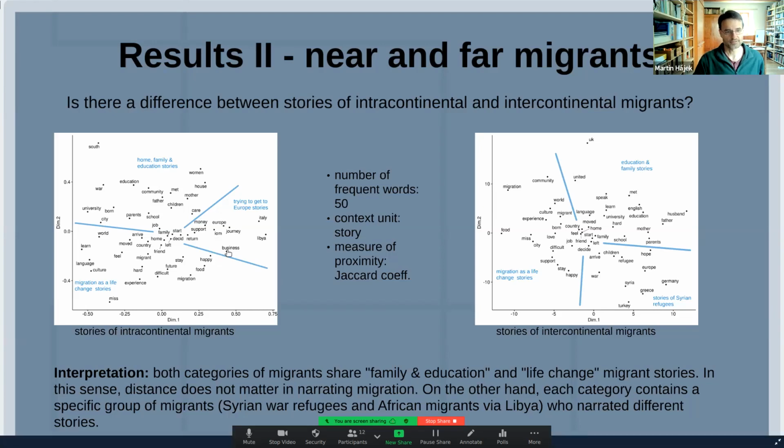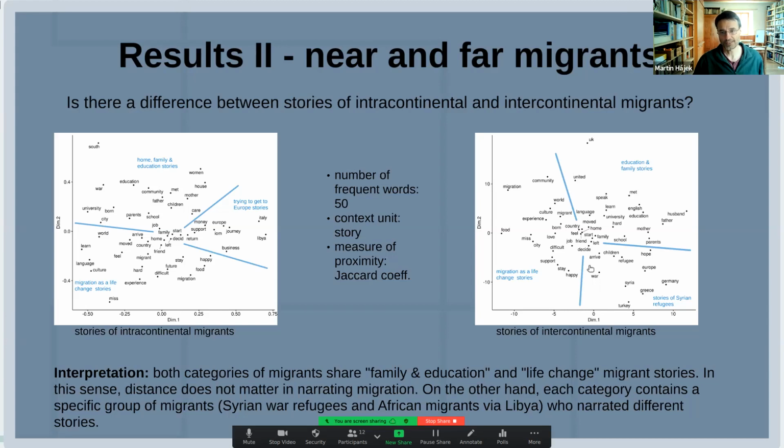We see that there are a bunch of them, and for intercontinental, there are these Syrian war refugees that are a real big group of stories in the sample on this website. So they narrate different stories from the rest. So we can also say that there is a particular group of stories that are different in intercontinental migrants, and these are Syrian stories. So that would be my interpretation.